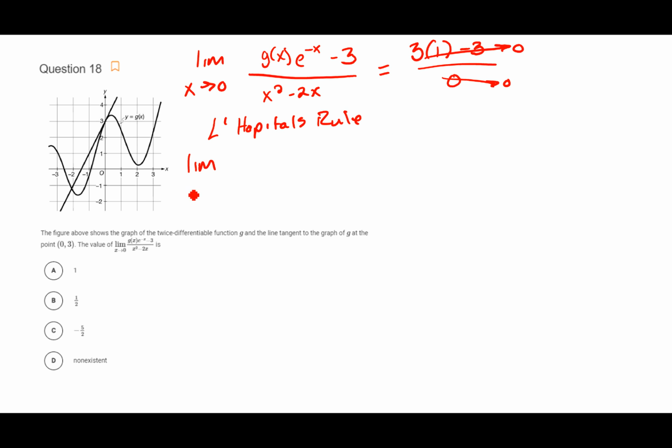All right, so my limit as x approaches 0 still. Now I have to find the derivative of the numerator. So g of x times e to the negative x minus 3. What is the derivative of g of x times e to the negative x? Use product rule. So what's the derivative of g of x? G prime of x. Okay, good. We're getting better with this. Okay, and then this would stay. Plus g of x would stay.